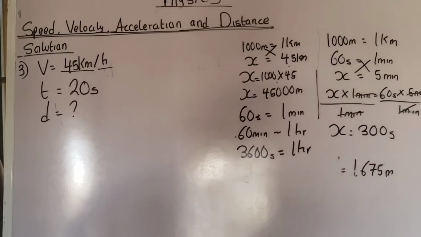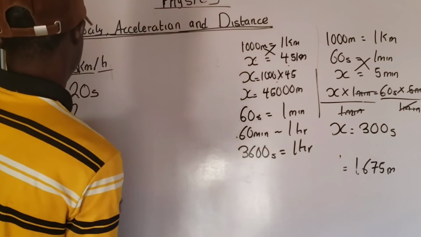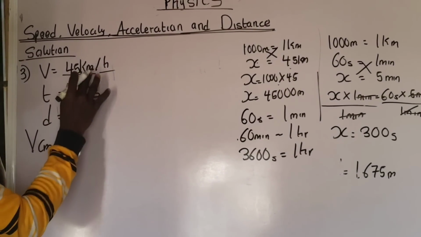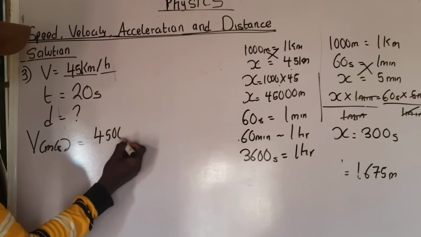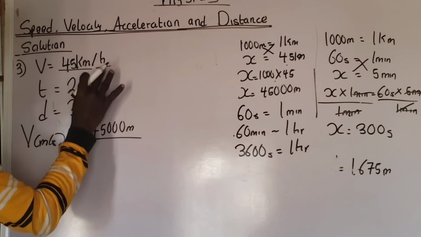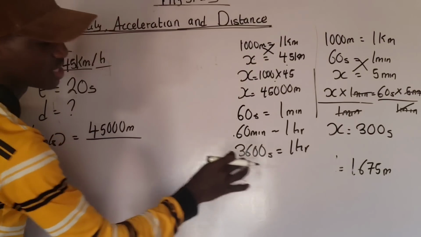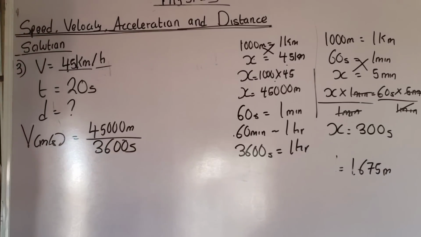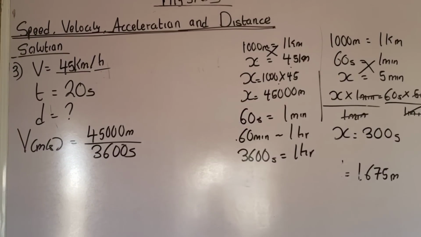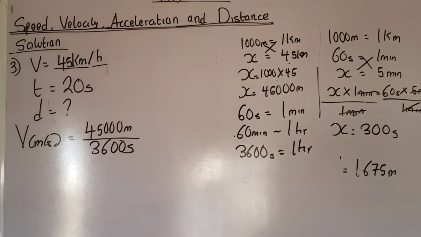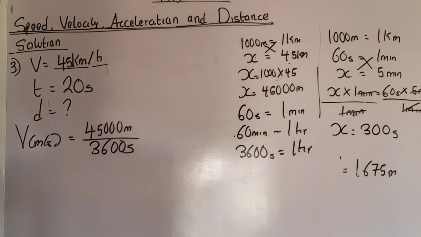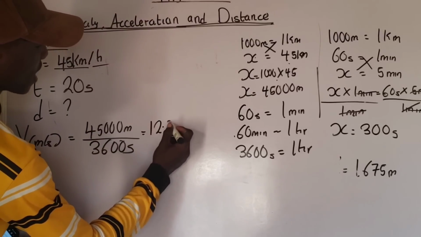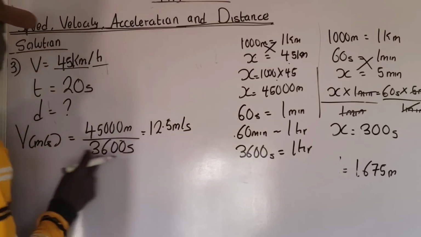Now, since we know that 3,600 seconds equals 1 hour, the velocity in meters per second will now be 45 kilometers, which is 45,000 meters, all over 1 hour. 1 hour is what? 3,600 seconds. So I'm going to divide this by 3,600 seconds. 45,000 meters divided by 3,600 seconds will give us 12.5. This is 12.5 meters per second. So that is the velocity.